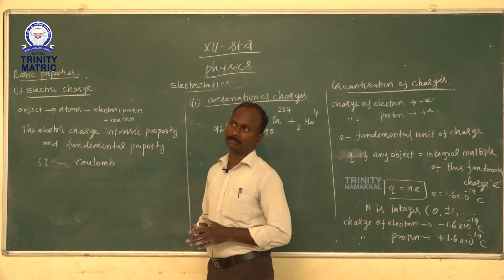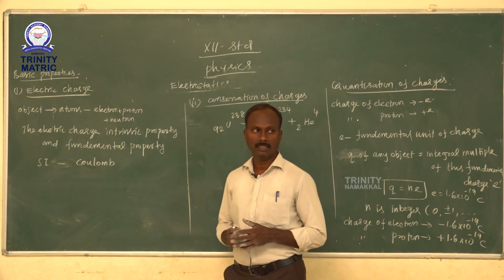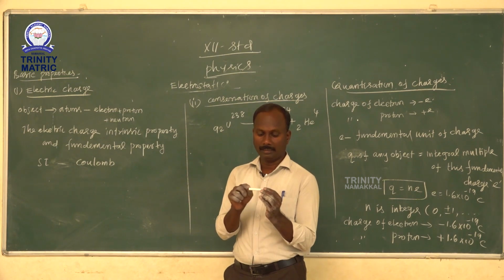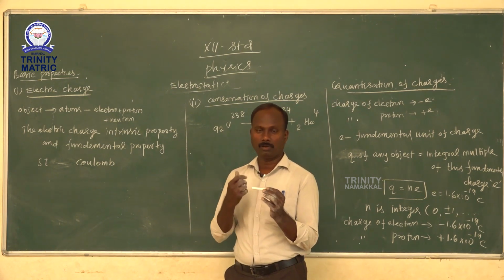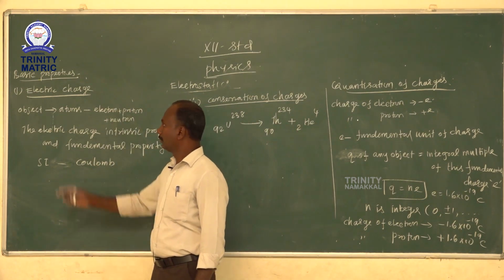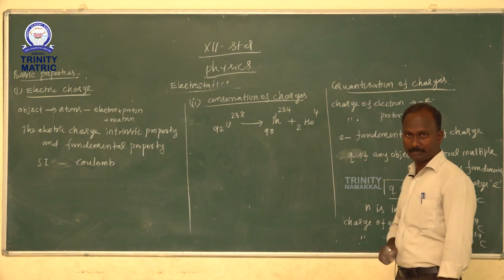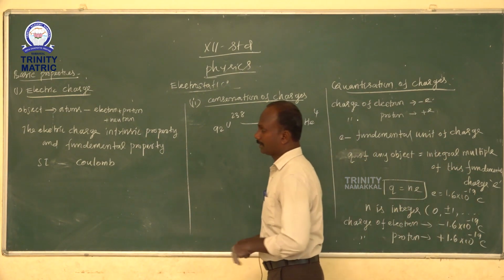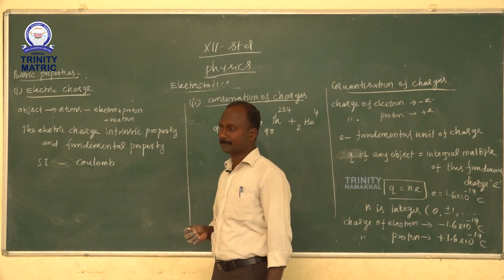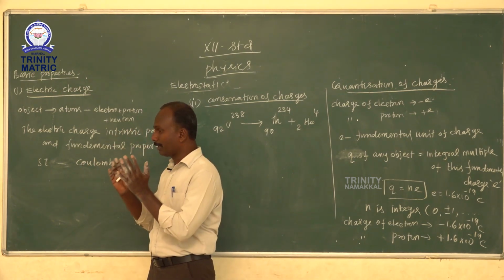All physical quantities have some basic properties. For example, a chalk piece has the properties of length, density and volume. Likewise, electric charge has some basic properties: conservation of charge and quantization. The electric charge is an essential basic property. One, the electric charge is a basic quantity.